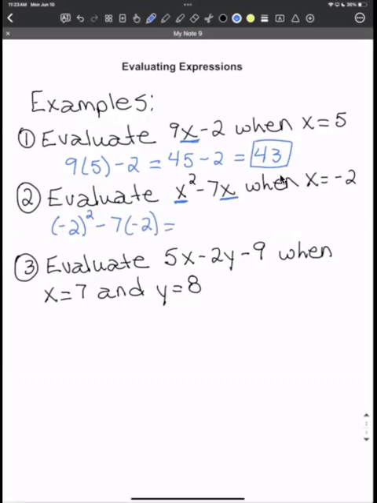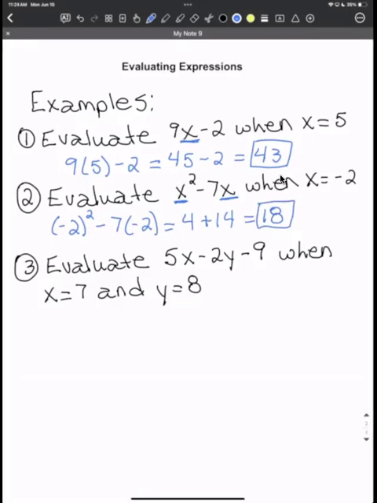Okay, simplify. (-2) squared, well, remember that's like -2 times -2. So that's going to be a positive 4. Okay, and then -7 times -2. Well, again, that's going to be a positive 14. Okay, and then adding 4 and 14, we get 18. Okay, let's do one more.